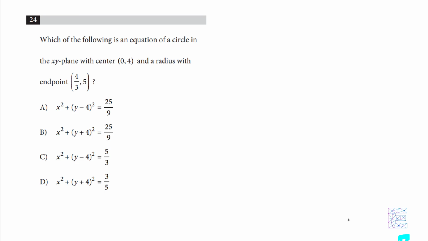Which of the following is an equation of a circle in the xy plane with center (0, 4) and a radius with endpoint (4/3, 5)? So looking at the answer choices, it looks like we are given the equation of this circle in standard form. As another reminder, standard form is (x minus h) squared plus (y minus k) squared equals r squared.